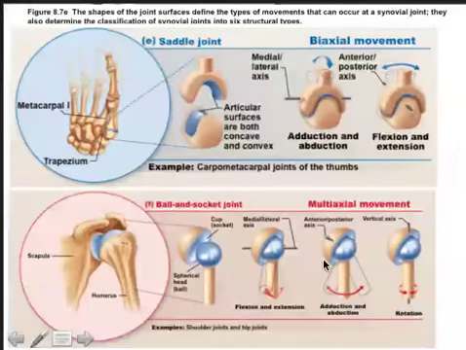This is an example of a saddle joint. There's only one in the entire body, and it's between the trapezium, which is one of the carpal bones, and the first metacarpal, which is that part of the palm that's directly under the thumb. What this allows this particular joint to do is engage in flexion and extension, as well as abduction and adduction. The most important movement here is opposition.